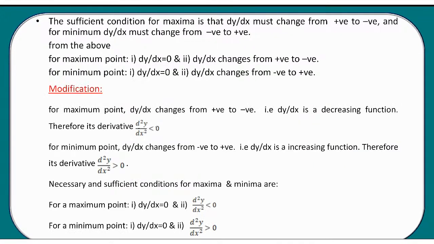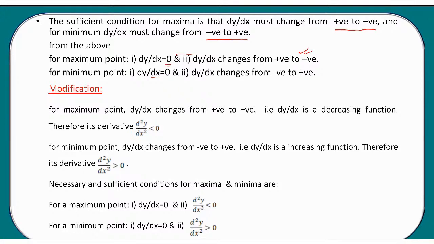Now, what is the sufficient condition for maxima and minima? For a maximum point, already you have learned that dy by dx changes from positive to negative. For a minimum point, dy by dx changes from negative to positive. So that means for a maximum point, dy by dx equal to 0, and dy by dx changes from positive to negative.